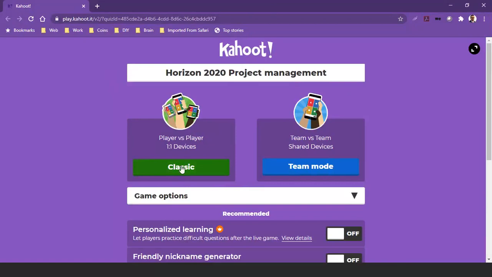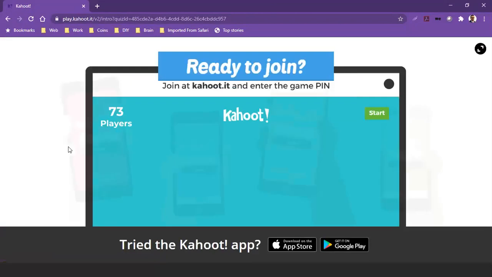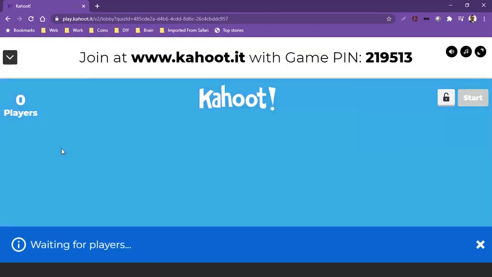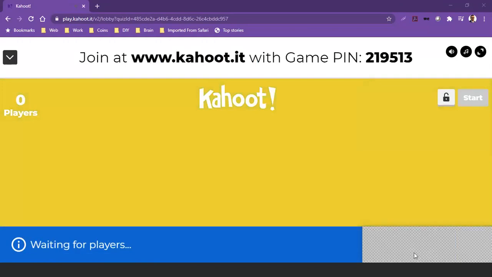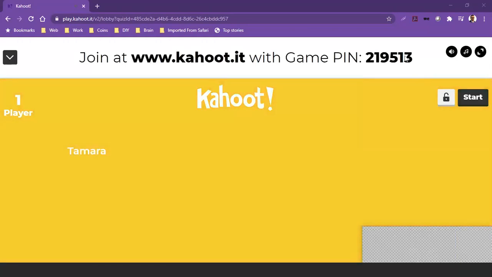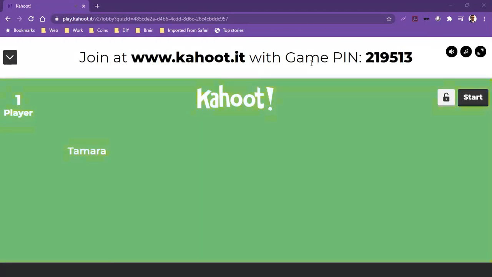So I have to ask everyone to take out their phones, or maybe if you're using two screens, to open Kahoot. Basically, what you have to do is go on a browser, any type of browser, I recommend Google Chrome, from, let's say, your phone. Just type Kahoot, www.kahoot.it, which is listed up here, and put in the game pin, which is 219513.